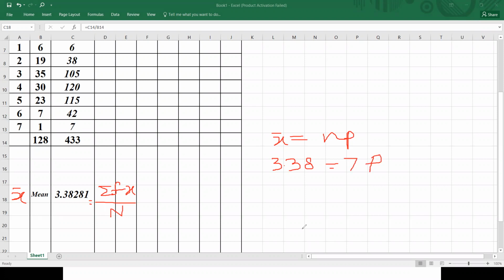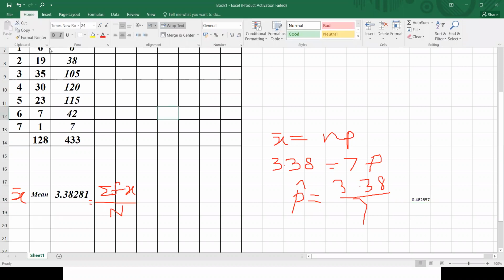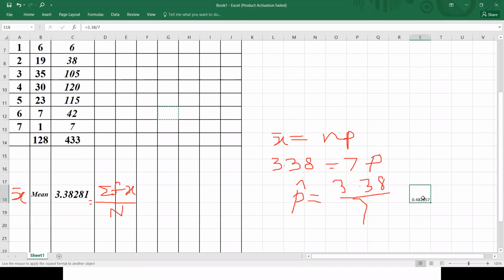Then p can be obtained as the estimated value of p. P can be obtained by 3.38 divided by 7. This is the value of P, and this P will be used for finding the rest of the probabilities. The P is 0.4826.